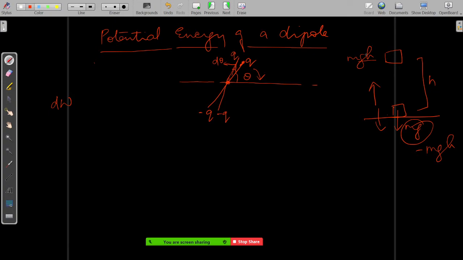So that much work done is directly getting stored into the body. That is one thing. If you want to see it in terms of the internal conservative force, what is the work done by the mg here?